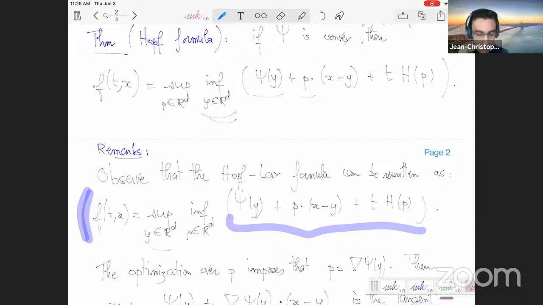And here it's not as clear, but I claim it's also true. If you find a p and a y that realize this identity, then it will also be the case that grad psi of y must be p. Sorry, I confused myself. In one of the two instances it's clear, and in the other one I claim it's true, but it's less obvious. Okay, sorry for this confusion. Are there other questions? Did I confuse myself some more times?